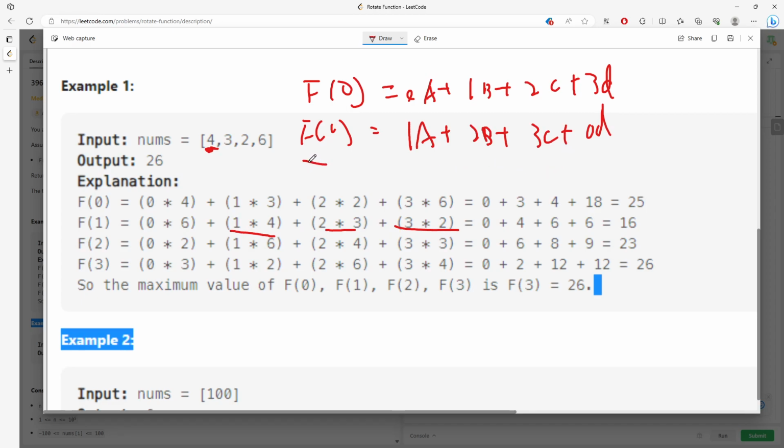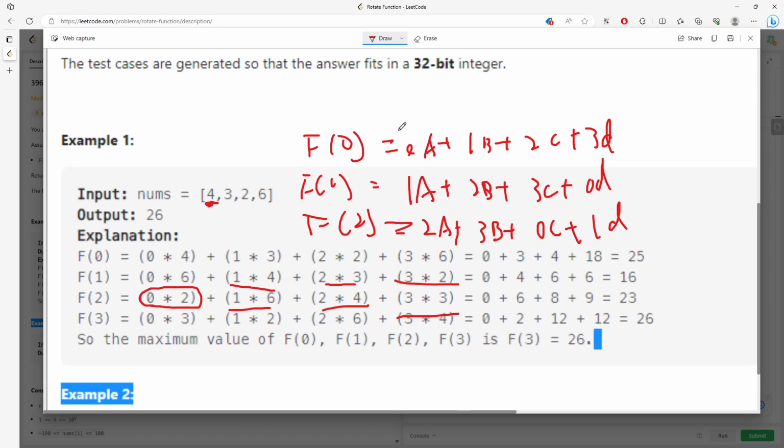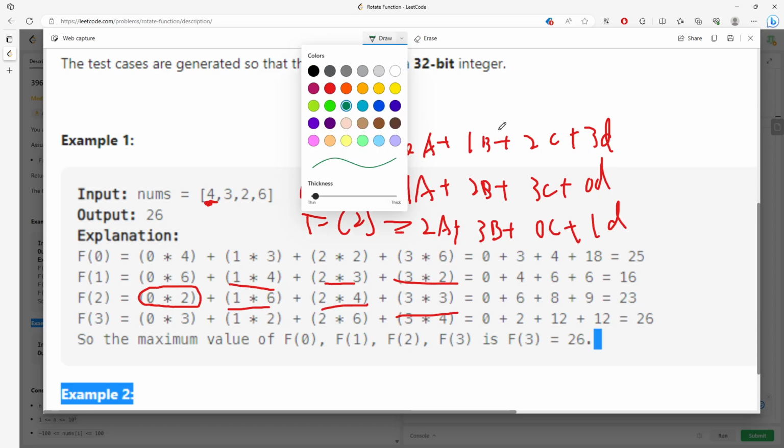So let's do one more, f of 2. In this one, which one is 0? It's going to be here, C: 0C. Then 1D, 2A, and 3B. So this is f of 0, f of 1, f of 2, using A, B, C, D to represent them. So let's do a little bit of math.